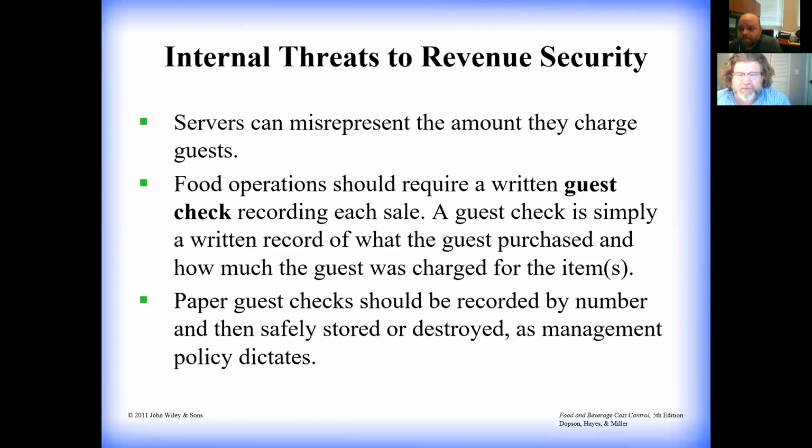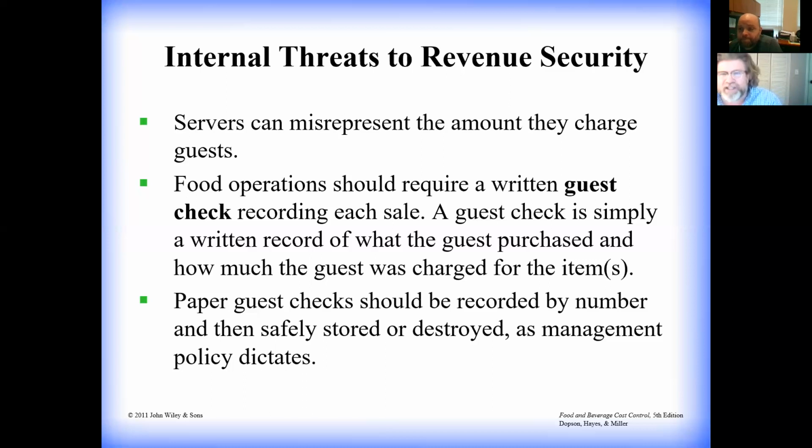handed into the kitchen on a piece of paper, not entered into a POS, you need to keep track of those things, and you need to store them or destroy them, the paper tickets, whatever your policy is. Because if you don't, what's possible is that ticket gets put out twice.